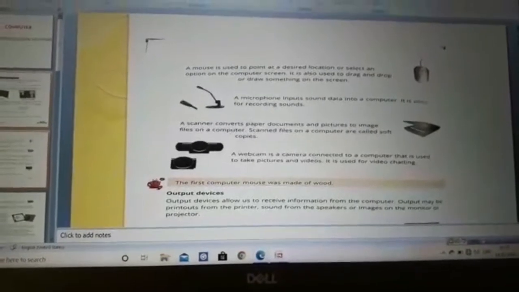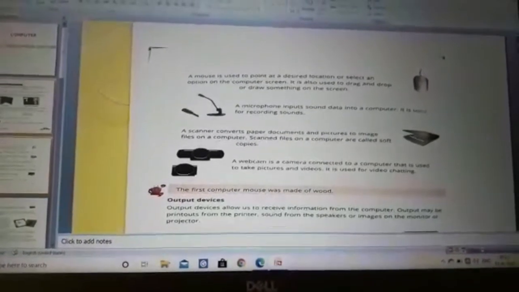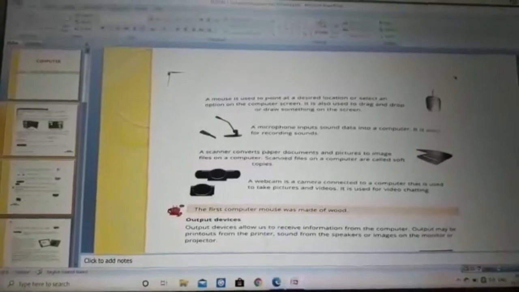So with the help of scanner, we can scan our paper documents and pictures and can save them to image files on a computer. Then the scanned files which are saved in the computer, what do we call them? Soft copies. Yes, soft copies. So scanner is also an input device.